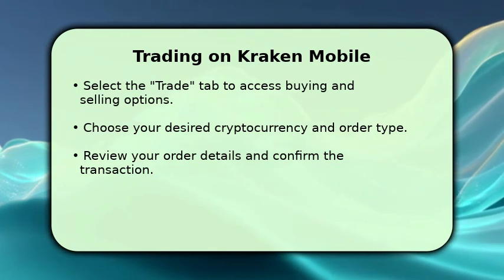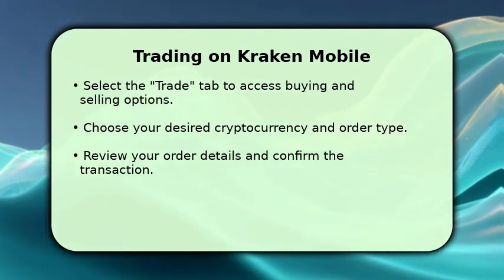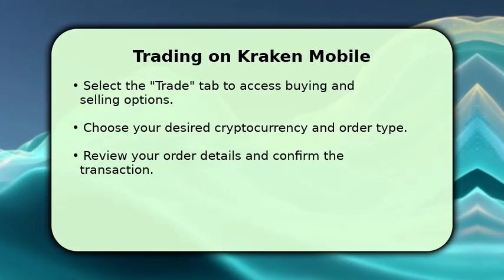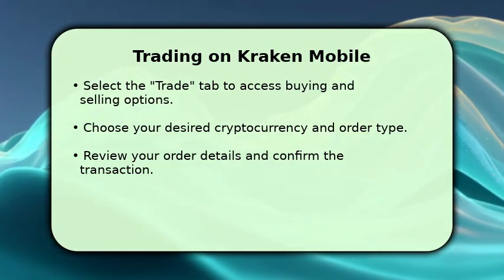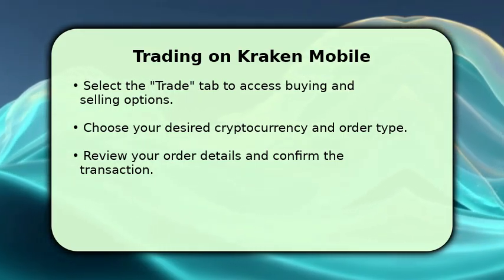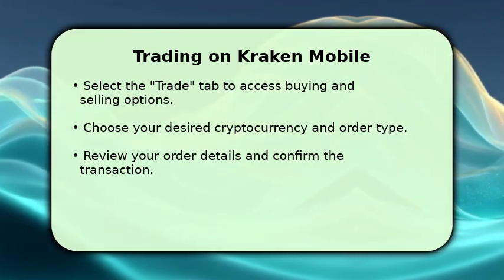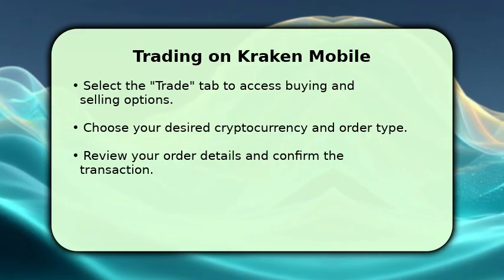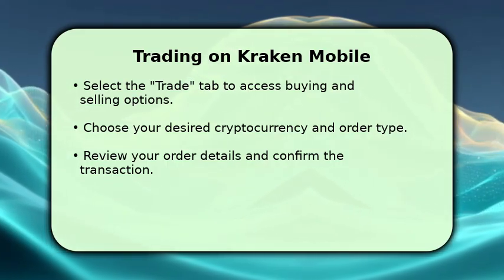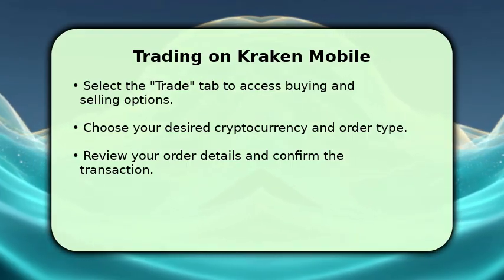Trading cryptocurrencies on the Kraken mobile app is designed to be intuitive. Head to the Trade section, where you can easily buy or sell over 200 different cryptocurrencies. You can place market orders for instant execution or limit orders to set your desired price. Always review your order details, including the amount and price, before confirming your transaction to ensure accuracy.